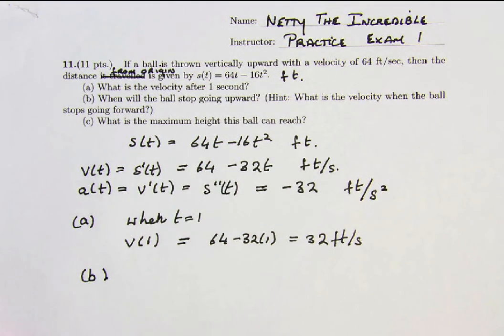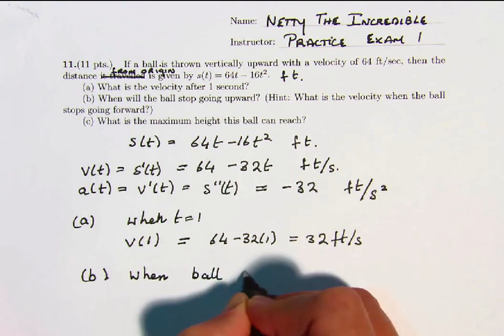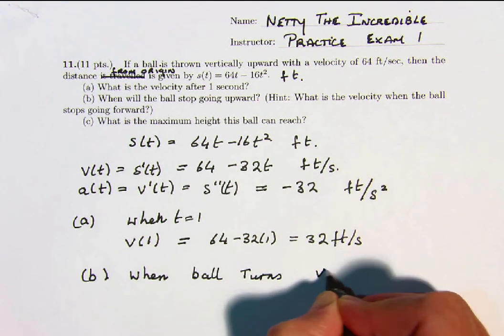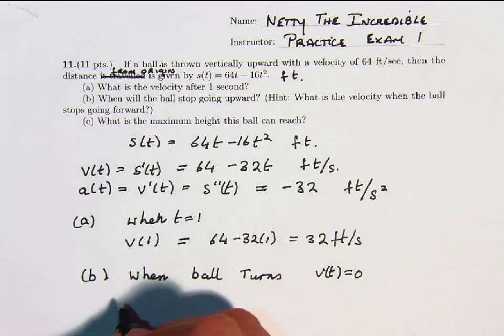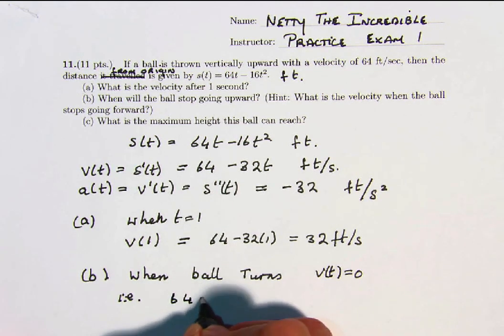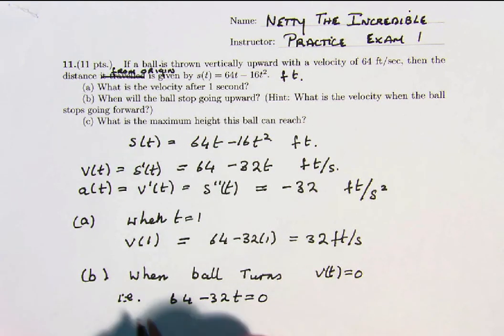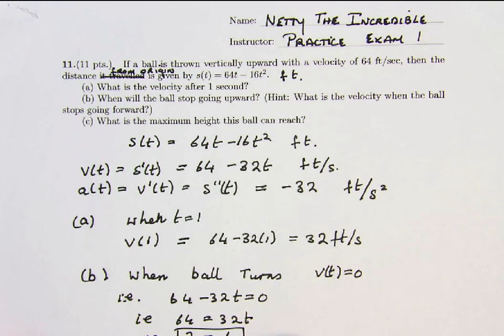When does the ball stop going upwards? Well, this happens when the ball turns, and when the ball turns, the velocity is 0. So if we solve this equation, v of t equals 0, then we should be able to find when the ball turns. So we see that the ball turns after 2 seconds.